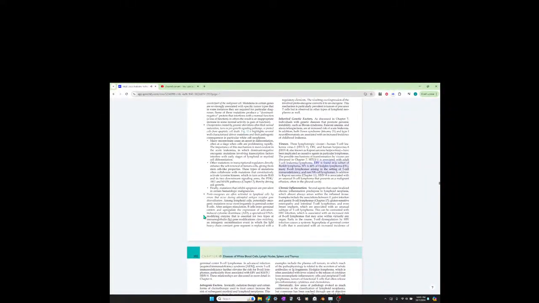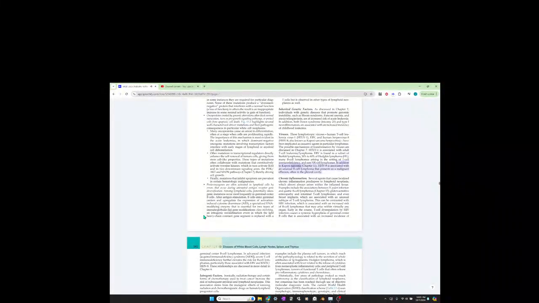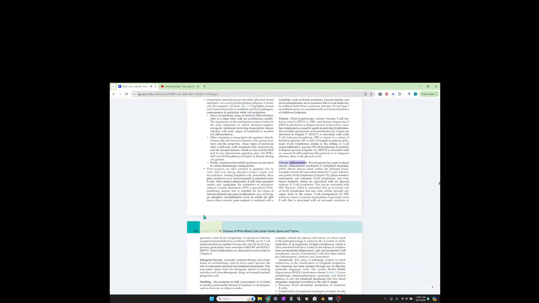EBV is found in a subset of Burkitt lymphoma, 30% to 40% of Hodgkin lymphoma, many B-cell lymphomas arising in the setting of T-cell immunodeficiency, and rare NK cell lymphomas. In addition to Kaposi sarcoma, HHV8 is associated with an unusual B-cell lymphoma that presents as a malignant effusion, often in the pleural cavity.